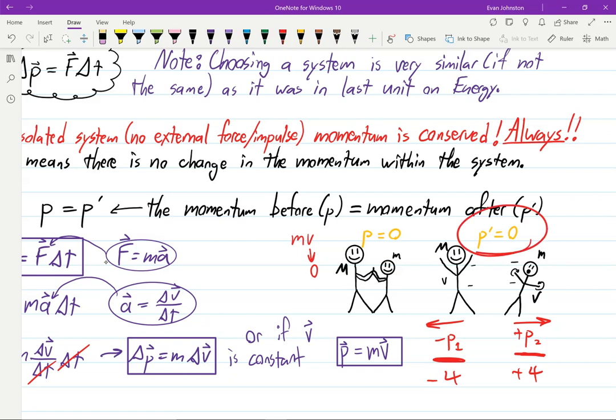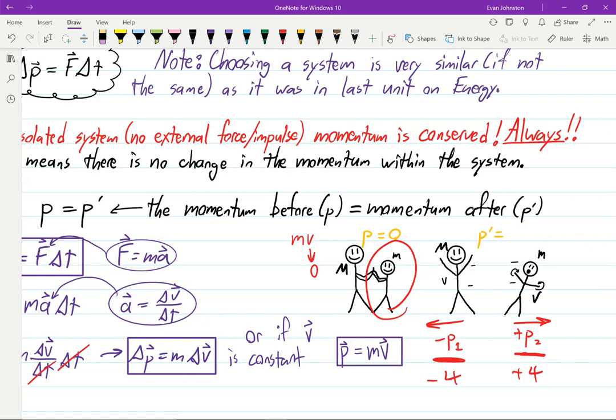And I did just make up numbers there. The weird thing is, since we looked at the system as both of you combined, there's zero momentum in the beginning. So there must be zero momentum after because there are no forces outside. Now, if we chose to look at just your friend here, they would still have zero momentum in the beginning. So P is still zero. Their momentum after, though, would not be zero. We would have to change this actually.